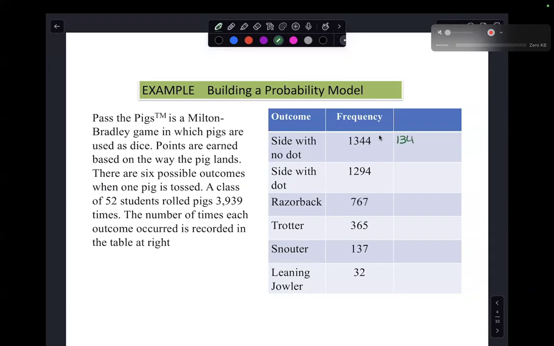Okay, so I'm going to take 1344 and you're going to divide it by the total number of pig rolls. And I'm just going to put that in my calculator. So I have about 0.34. So there's about a 34% chance of getting a side with no dot. I'm going to do this with each of them.